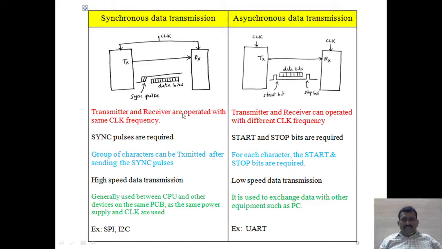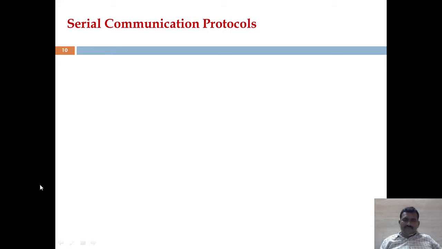So this is high speed data transmission, used between CPU and other devices. Here low speed data transmission, used to exchange data with other equipment such as a PC. Examples are UART, IrDA, and for synchronous, SPI and I2C protocols.